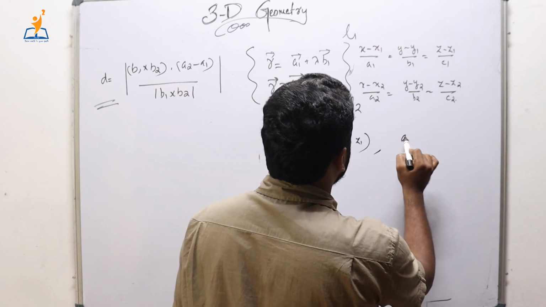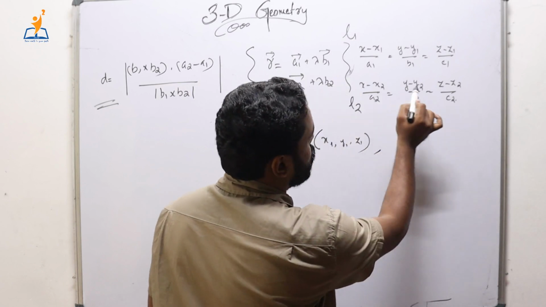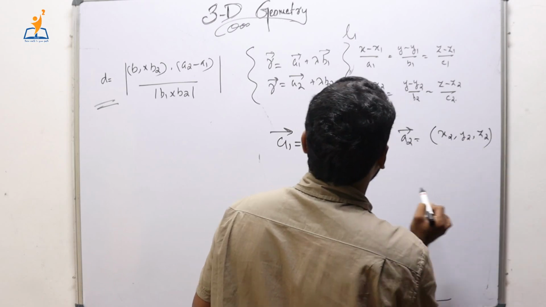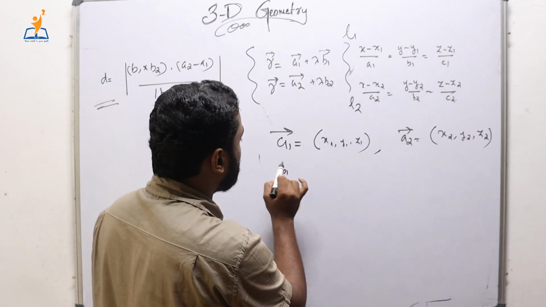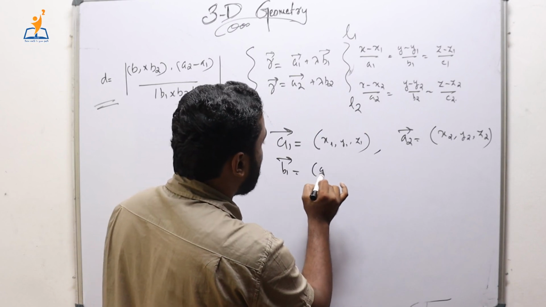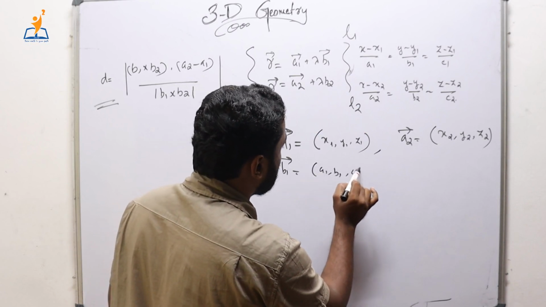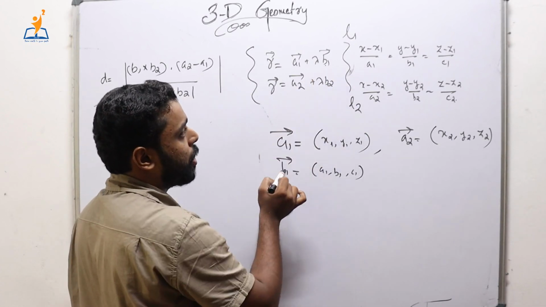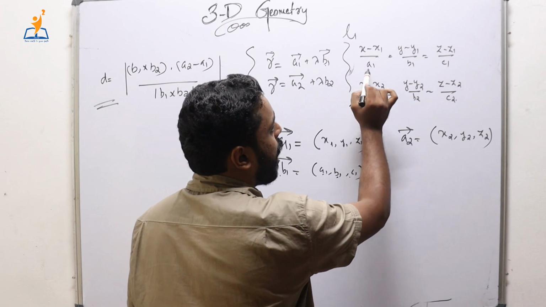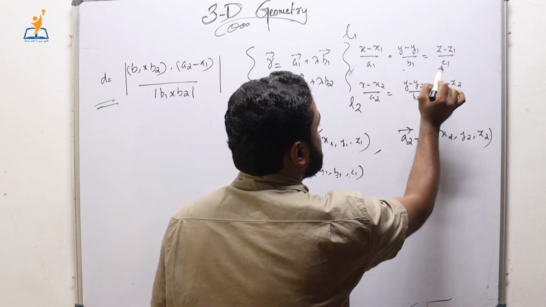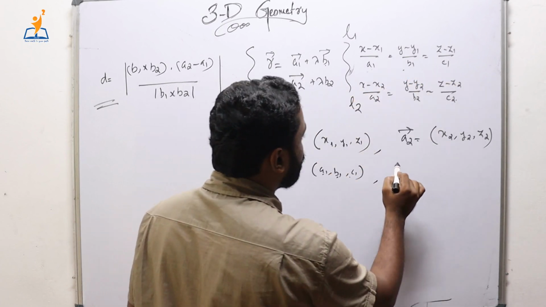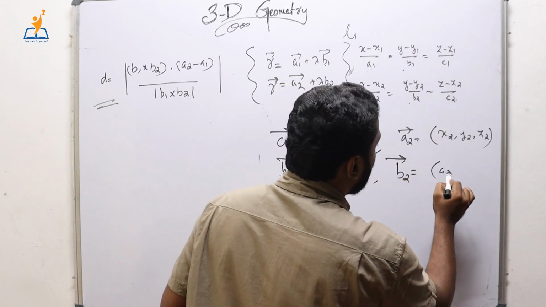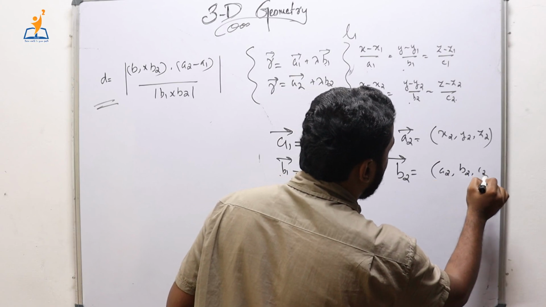The coordinates of the vector a2 are x2, y2, z2, and the vector b1 has coordinates a1, b1, c1. Don't confuse these notations. Here this b1 is the vector b1, whereas a1, b1, c1 are the point's components. The coordinates of the vector b2 are a2, b2, c2. So this was the derivation we did in the previous class.